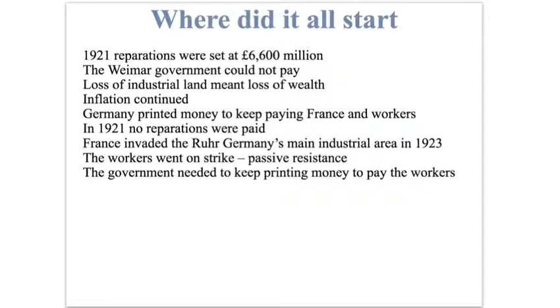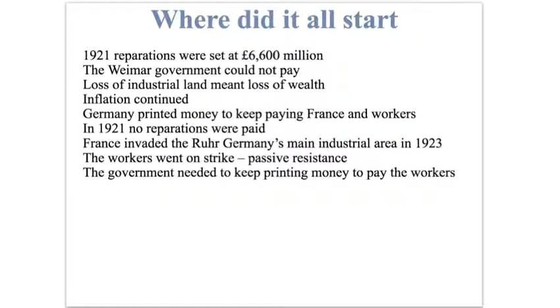In 1921, reparations were set at 6.6 million. The Weimar government could not pay. This was made worse by the fact that in the Treaty of Versailles, Germany had lost wealth-earning areas, land that they had lost in the treaty, and so Germany already had a falling income. By 1923, the government could no longer pay reparations to France.